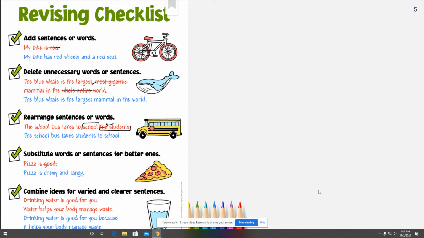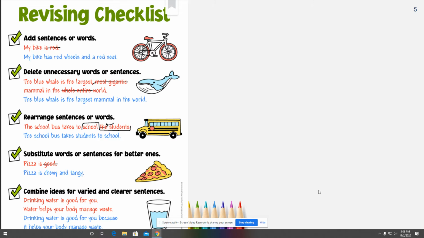You can rearrange sentences or words to make them flow better. The school bus takes to school the students. I could actually fix this by rearranging the words in the sentence. The school bus takes students to school. That flows better. You could also substitute words or sentences for better ones.